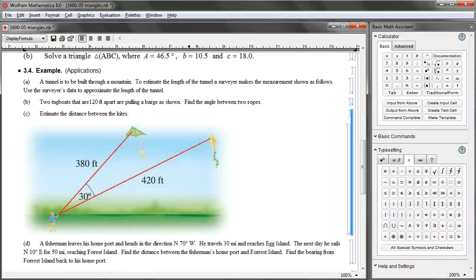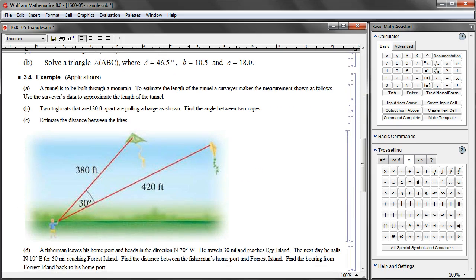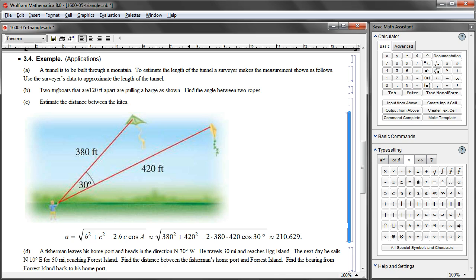Okay, looks like we'll have time to do just one more. Estimate the distance between two kites. Well, we have two sides, 380 feet and 420 feet. Let's call these small a and small b. And capital C is the angle, 30 degrees, if I make that kind of naming. You can use the same rule as before to find the small c value by law of cosines, and then in the end we just take the square root. It's not a difficult computation. Here we go.